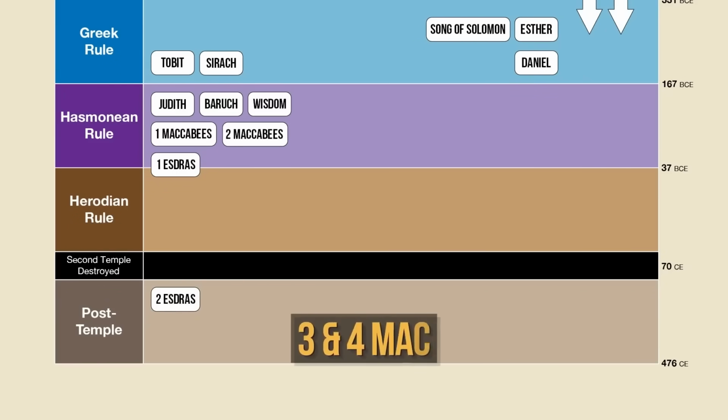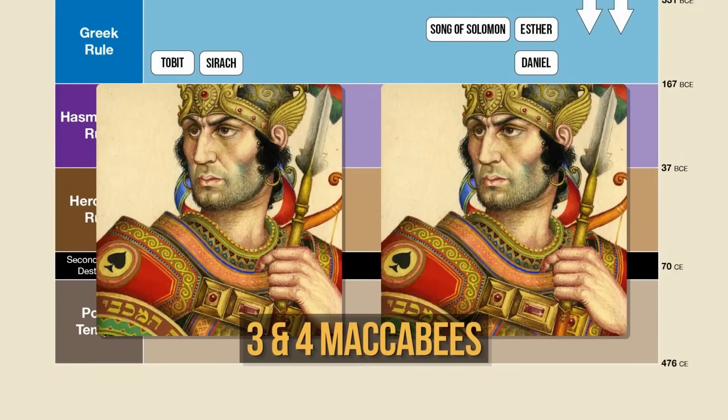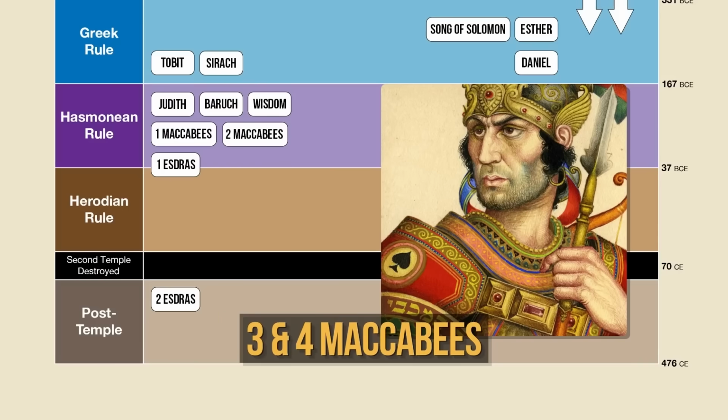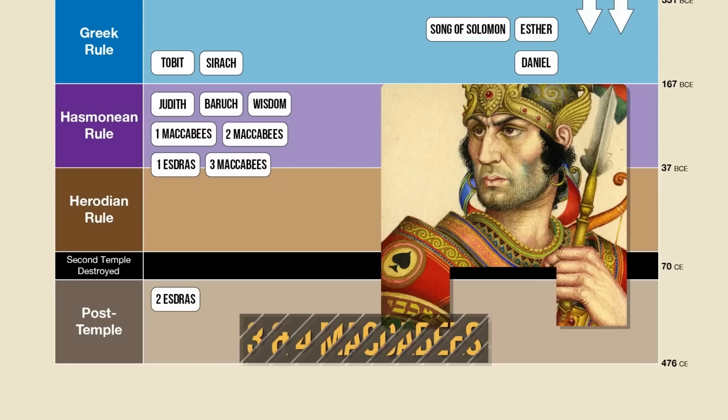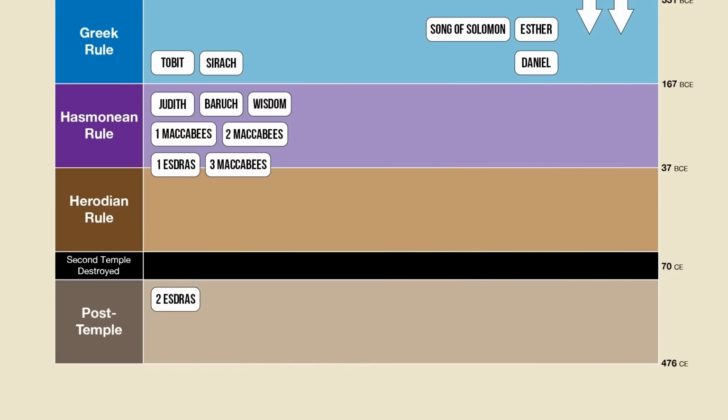Next is 3rd and 4th Maccabees. 3rd Maccabees actually has nothing to do with the Maccabees. It's a story about Ptolemy IV's persecution of the Jews about 40 years prior to the rise of the Maccabees. It was written in Greek around the same time as 1st Esdras. 4th Maccabees is kind of a commentary on 2nd Maccabees. It too was written in Greek, but much later, around the same time as 2nd Esdras.